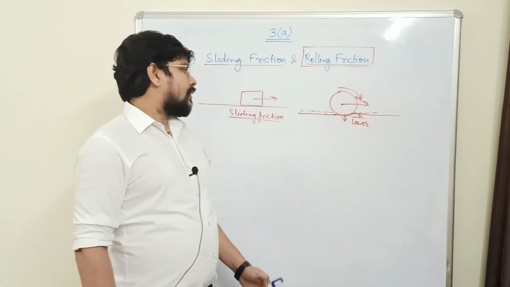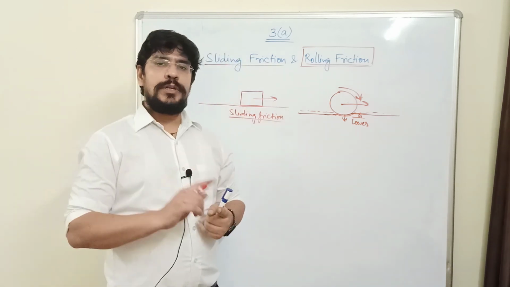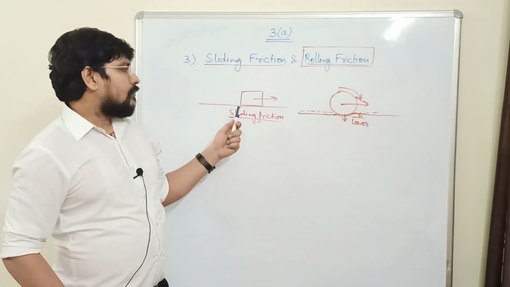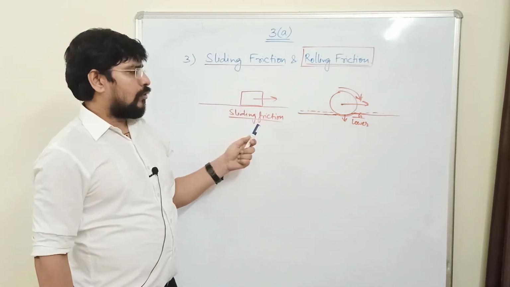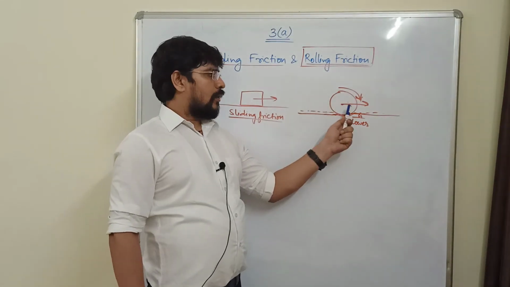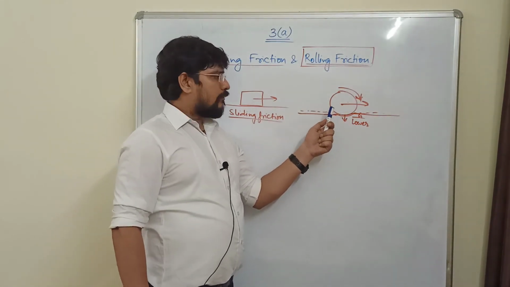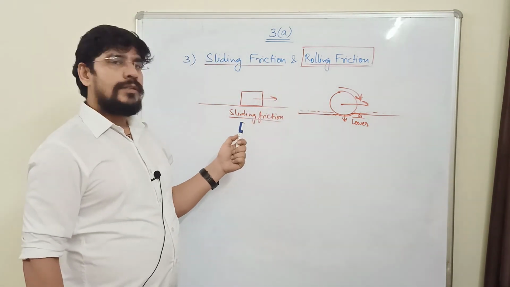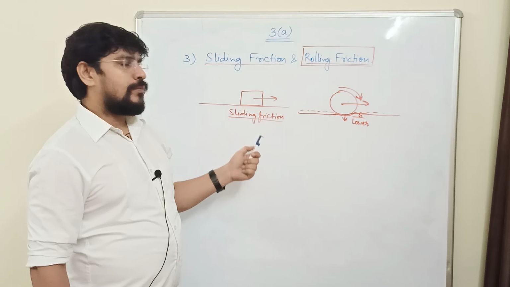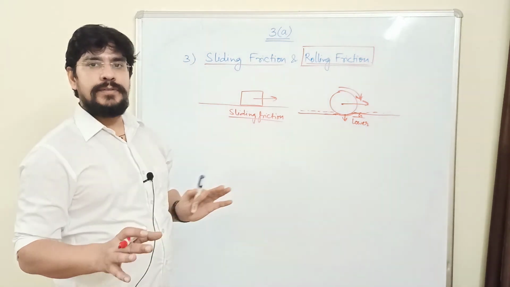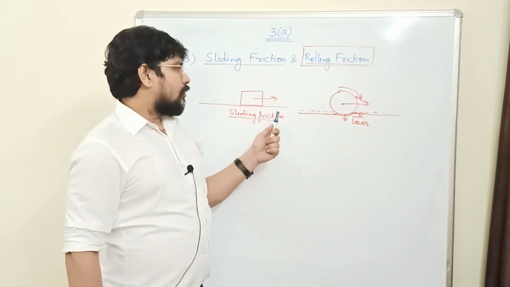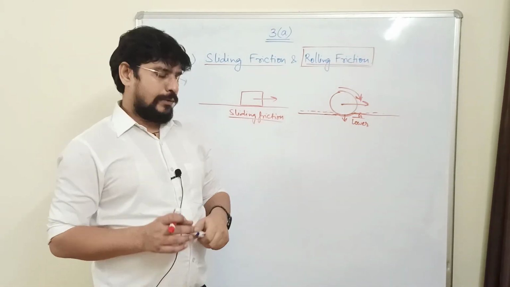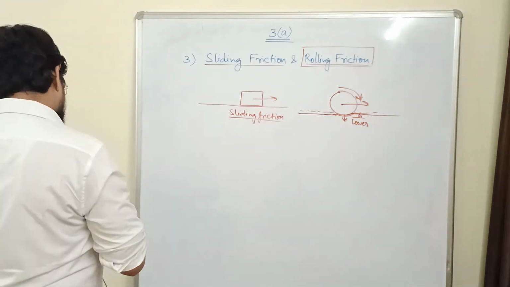So it doesn't matter whether it is sliding or rolling, the object will eventually come to rest after some time, even though the friction force in sliding is more than the friction force in rolling. In rolling, friction force is less. That's why a rolling object will come to rest much later compared to a sliding object with the same mass, same material and same surface. A rolling object will come to rest much later because rolling friction is much less than sliding friction.